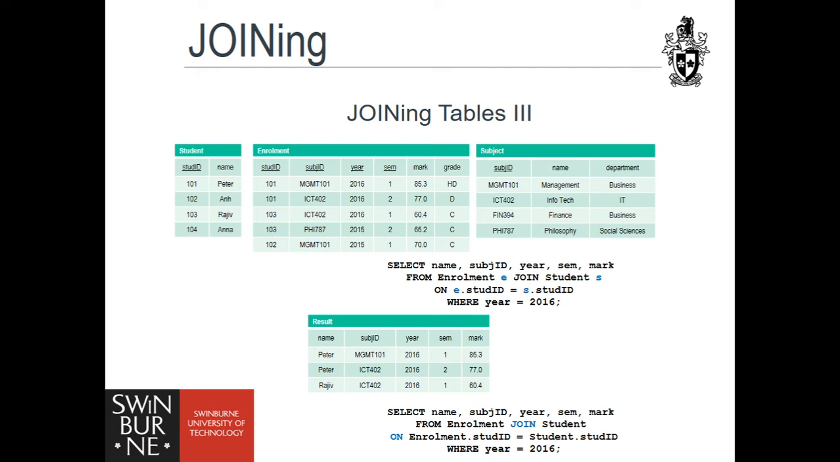But there is a way out. You can give each table an alias that makes the clause shorter. Now the column names are not ambiguous and the clause is reasonably short.